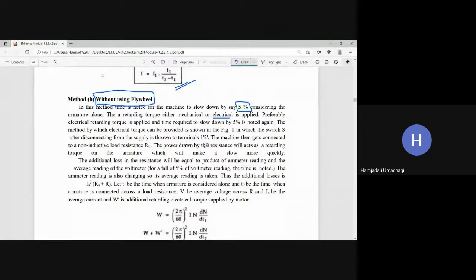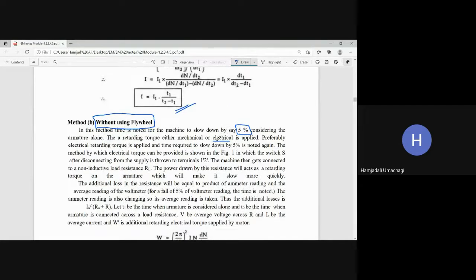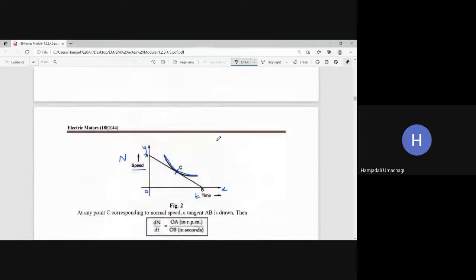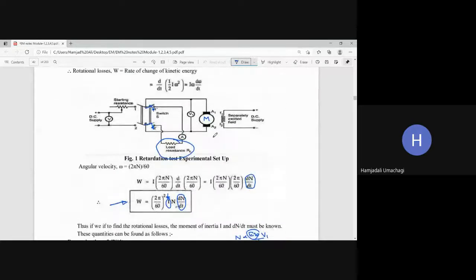The power drawn by this resistance will act as a retarding torque on the armature, which will make it slow more quickly. So after disconnecting the power supply, if I connect the switch to 1 dash and 2 dash, then what will happen? The machine is anyhow disconnected from the power supply. It is going to slow down. After that, if I throw the switch onto 1 dash and 2 dash, then its kinetic energy will be completely absorbed by the purely resistive load, which is nothing but RL.